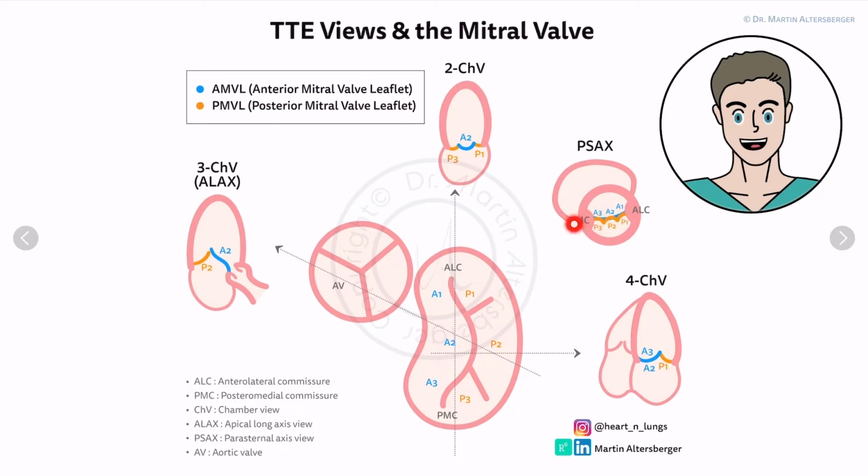So this is the posteromedial commissure, the anterolateral commissure, and here you count it with A3, A2, A1, P3, P2, P1. So in the parasternal short axis view, you get an overview of the entire mitral valve, and you can probably see where, for example, mitral regurgitation is originating. Furthermore, you can measure in the parasternal short axis the opening of the mitral valve in case of mitral stenosis.